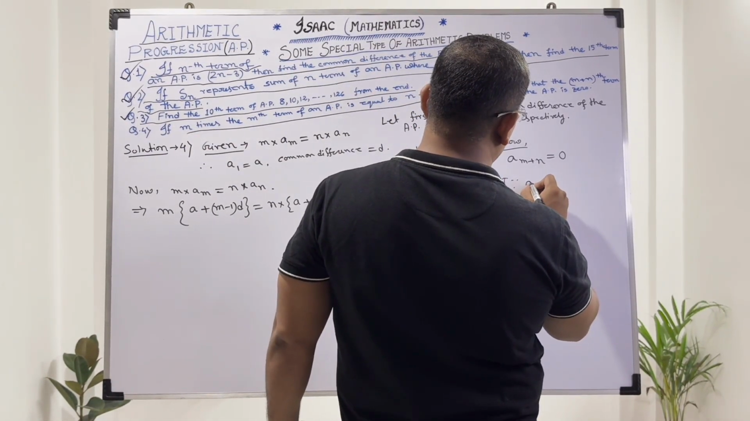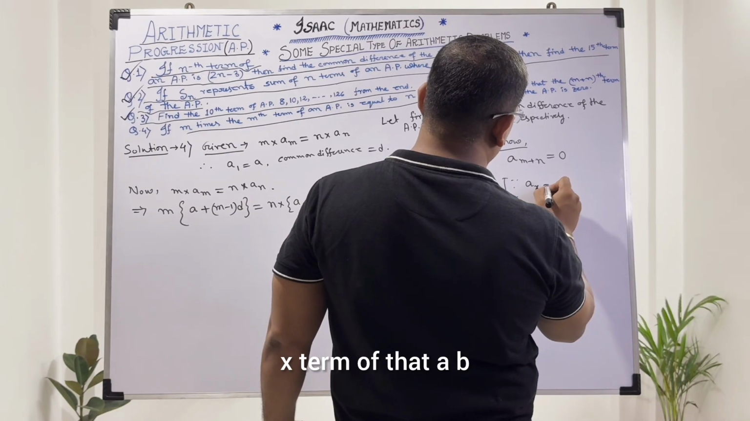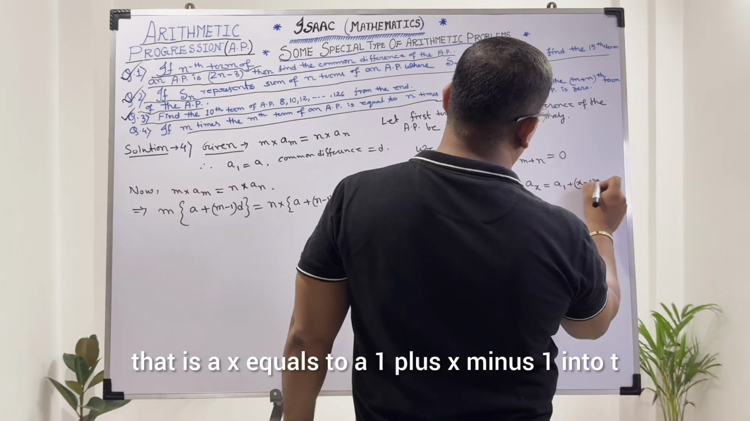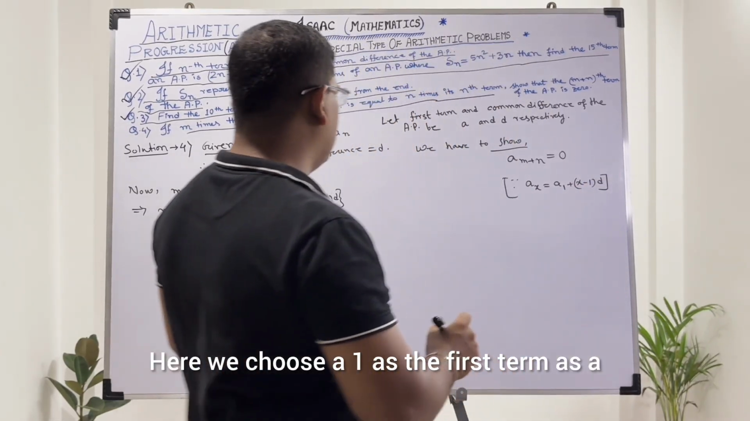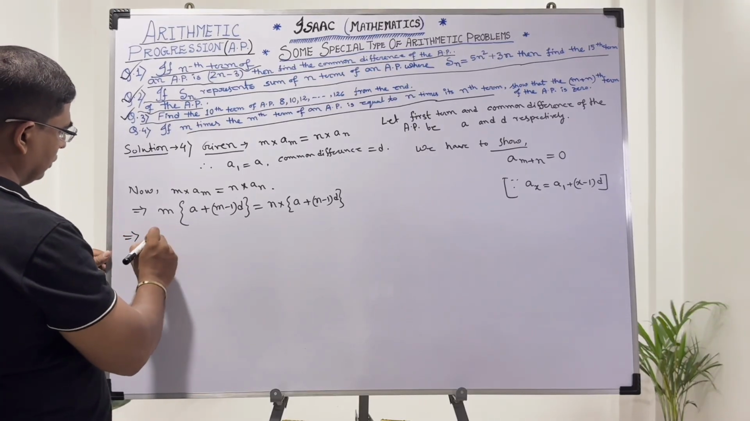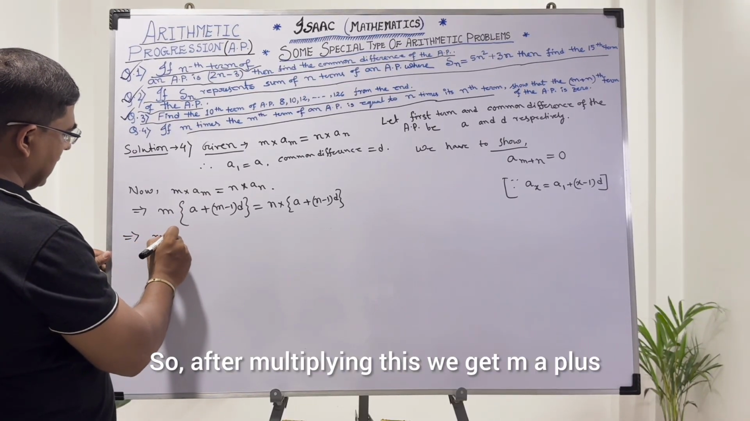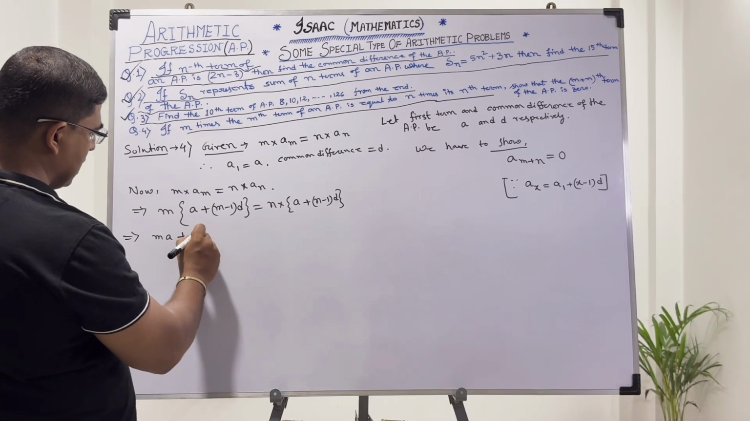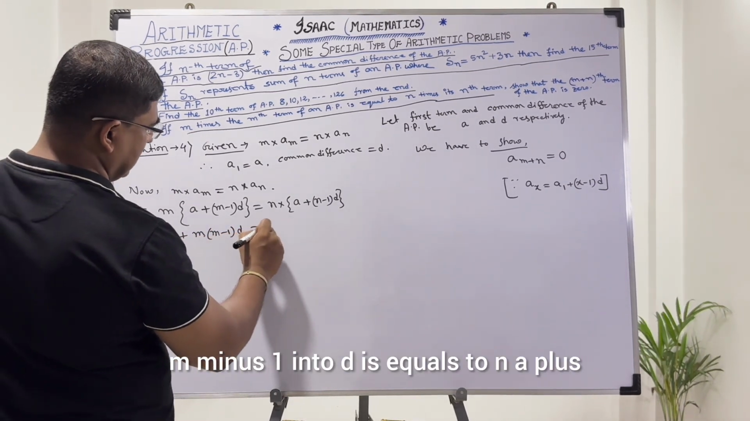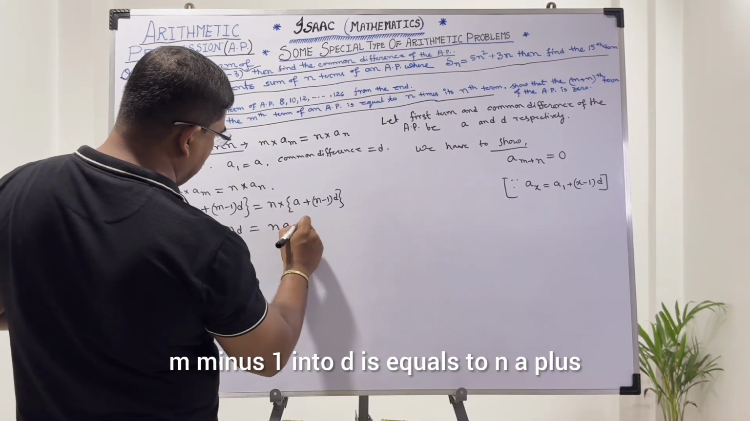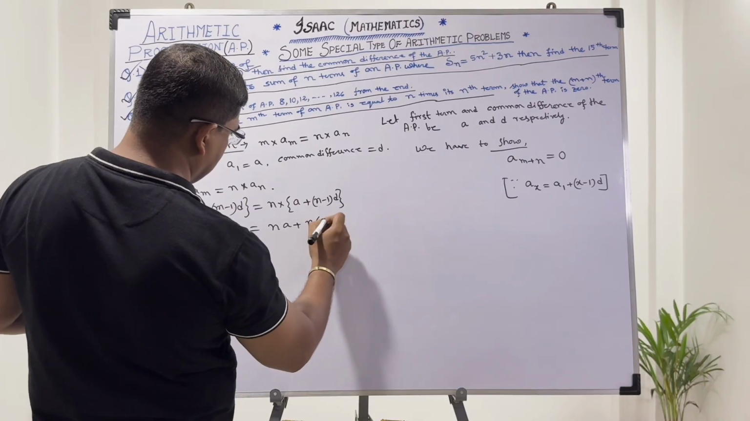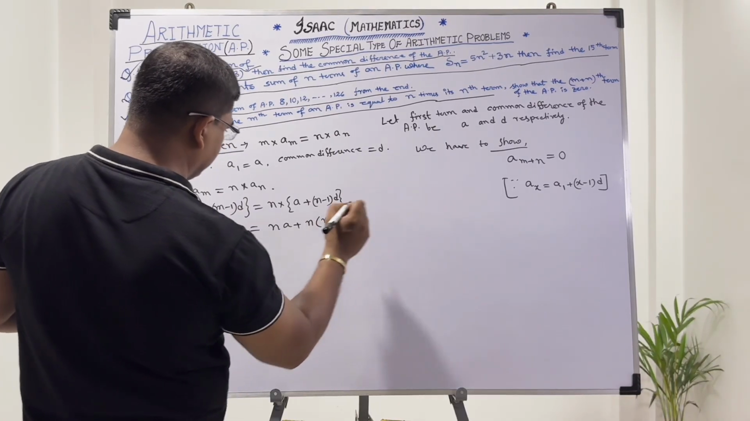Since the xth term of the AP is ax equals a1 plus x minus 1 into d, here we choose a1, the first term, as a and the common difference as d. So after multiplying these we get ma plus m into m minus 1 into d is equal to na plus n into n minus 1 into d.